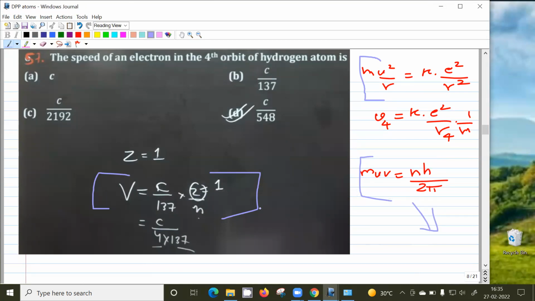They didn't mention the value of C. C is the speed of light.